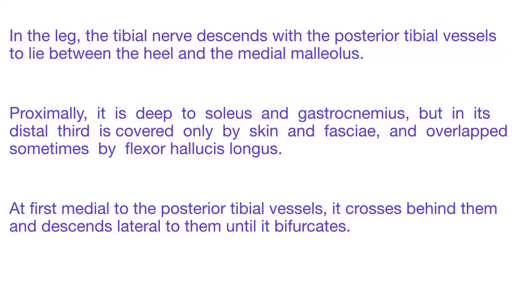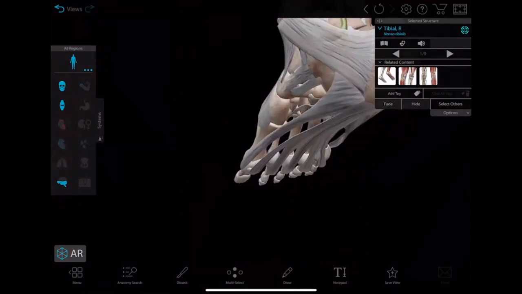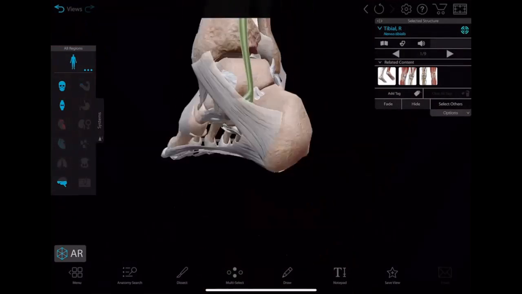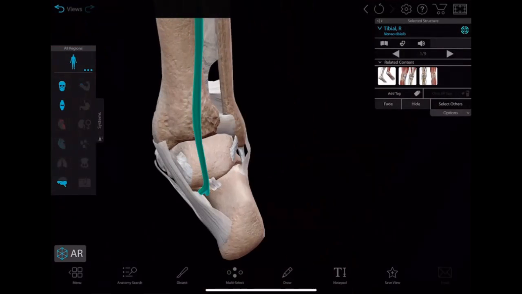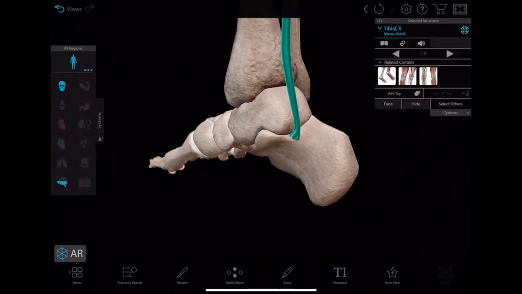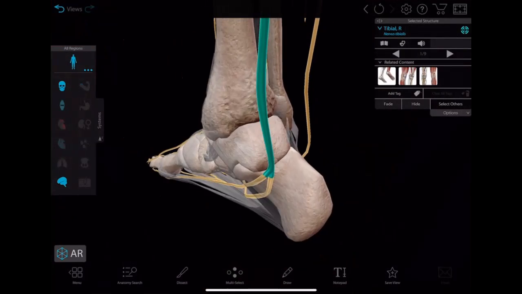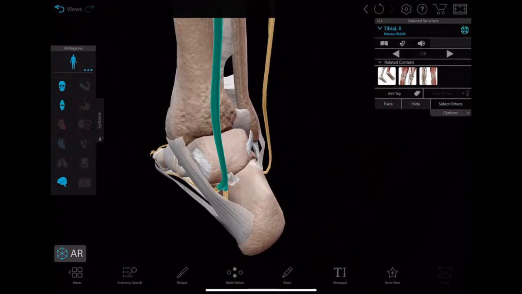In the leg, the tibial nerve descends with the posterior tibial vessels to lie between the heel and the medial malleolus. You see, if we remove the structure, this is the medial malleolus, right, going into the tarsal space, right? So that is how it goes, and it has branches, right? Those are the branches, the medial and lateral plantar nerves.